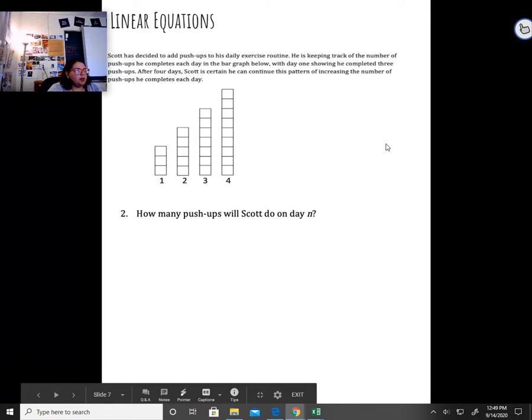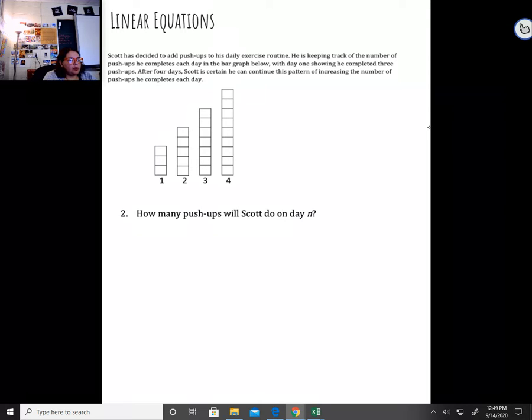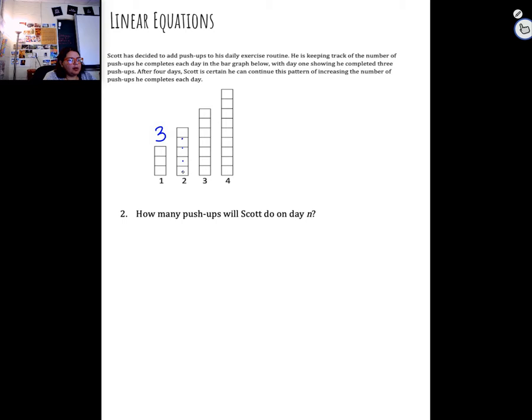All right, so we are looking at this problem about Scott deciding to do push-ups as his daily exercise routine. What Scott is doing is increasing the number of push-ups he completes each day. So here he did 3 push-ups. Here he did 5, 7, and then 9. So we can see that he is adding 2 push-ups every day.